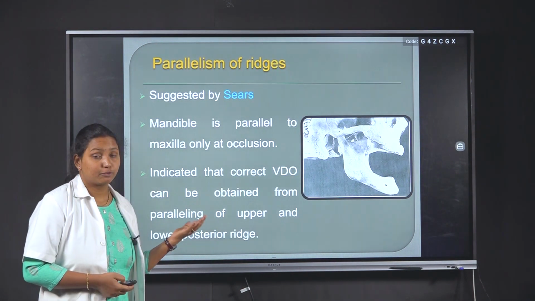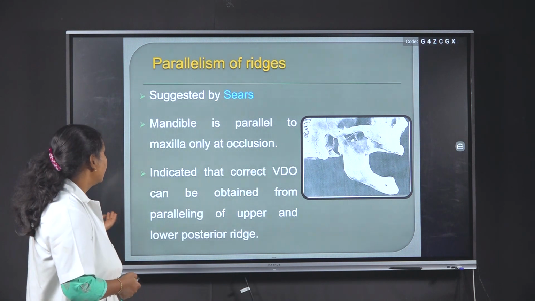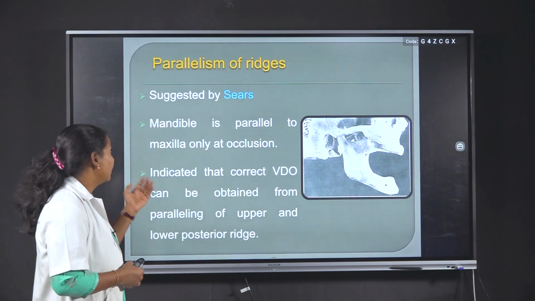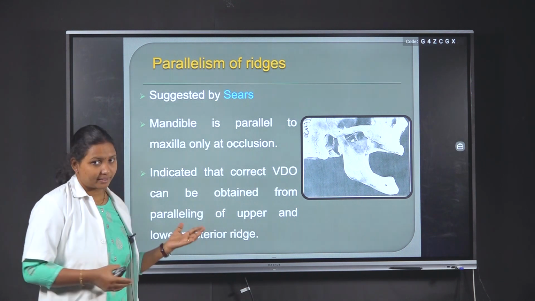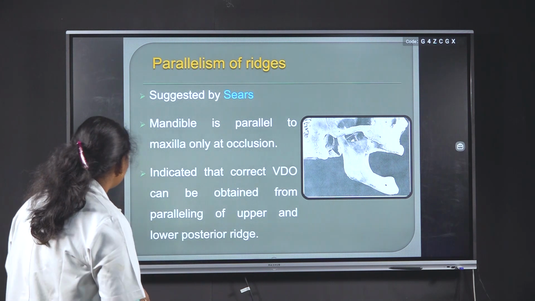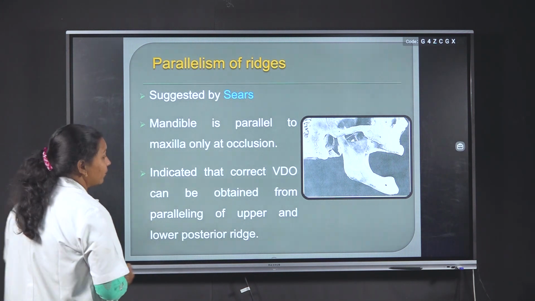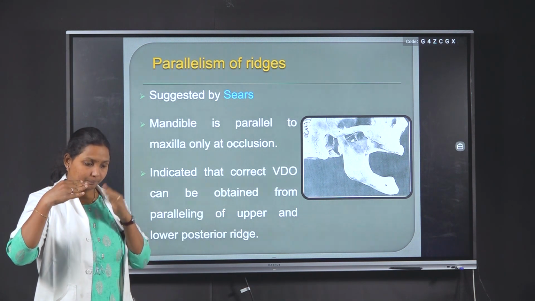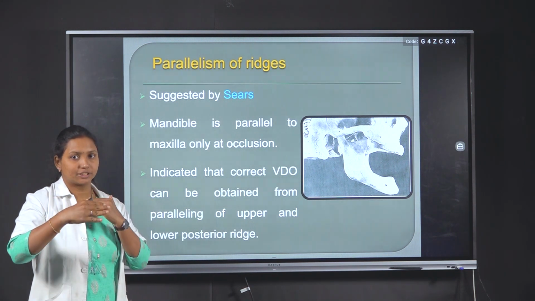Next is parallelism of ridges. This is given by Sears. Here Sears said that the mandible is parallel to the maxilla only at occlusion. So he indicated that the correct vertical dimension can be obtained only when maxillary and mandibular arches are in a parallel relationship.